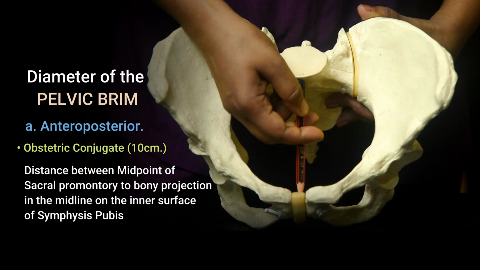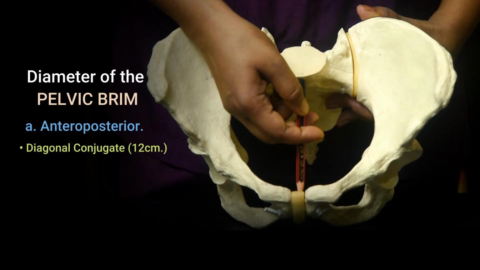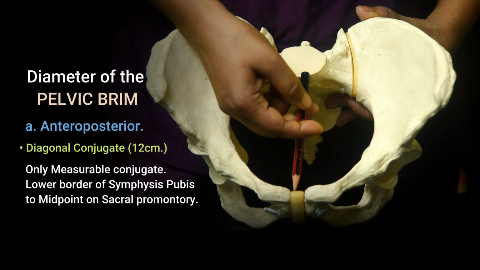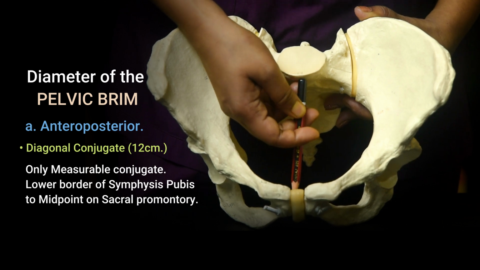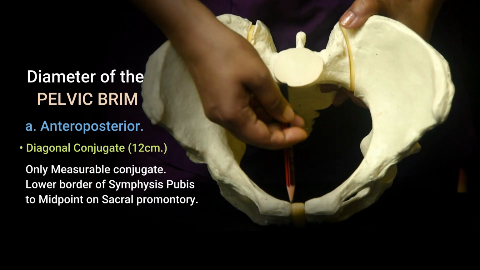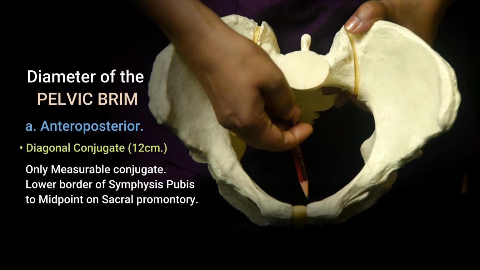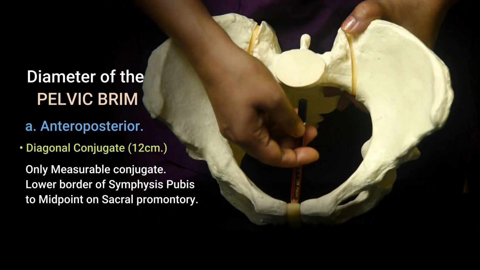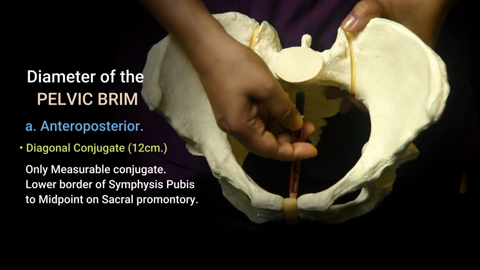fetus. Okay. Next come to the diagonal conjugate, which is 12 centimeter. As you can see in the picture, this is the only measurable conjugate. From the midpoint of sacral promontory to the lower inner border of the symphysis pubis, this is the length. This is 12 centimeter in diameter.